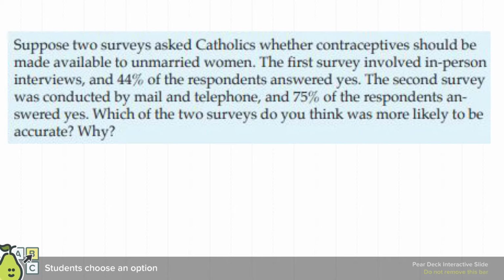The second survey is probably going to be considered more accurate. The reason why is because confidentiality is less ensured in in-person interviews, so people are more likely to lie, especially when it is a controversial topic, as is this one.